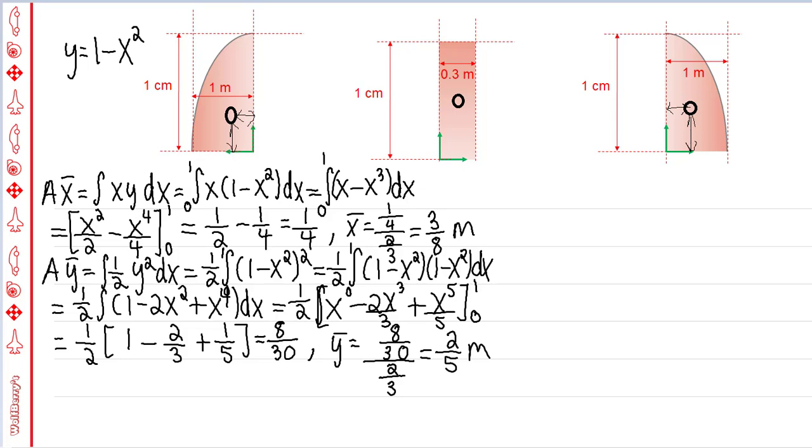Now for the rectangle, it's simply half this distance, half that distance. So you can go ahead and put it here and say x bar is equal to 0.15 and y bar will equal 0.5. Again, meters. So we found the center of gravity of each individual shape.